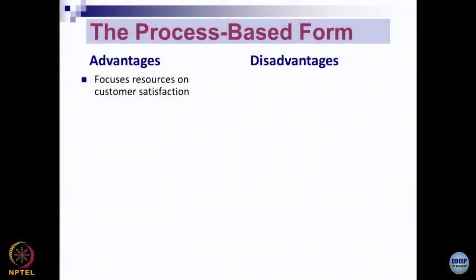Like any other organization structure, this also has advantages and some challenges or disadvantages. Very important advantage of the process based form of organization is that it focuses the resources on customer satisfaction. So, here the design from the very beginning happens to be customer focused, customer specific. Process based structure improves the speed and efficiency.